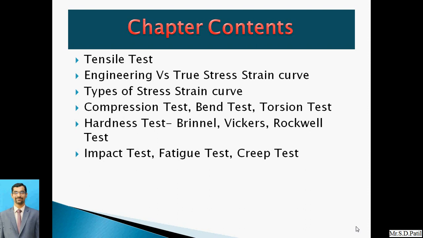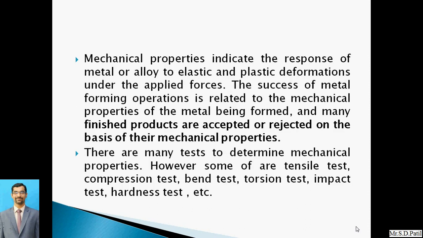All those tests are very basic tests to determine the properties of a material. After that, we will go to the hardness test. There are three basic types of hardness test: the Brinell, Vickers and Rockwell tests. After finishing the hardness test, we will go to the impact test, fatigue test and creep test. So we will go with this particular topic.